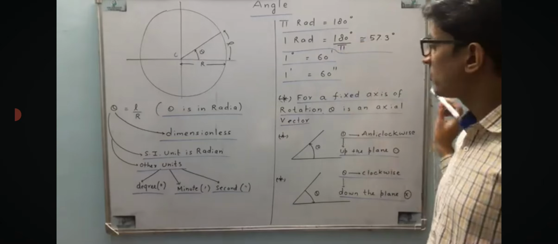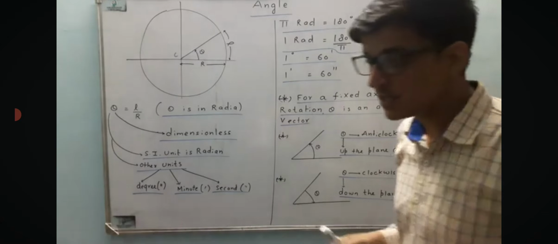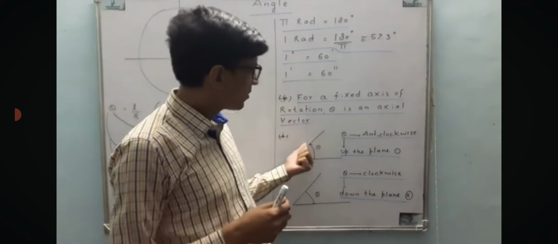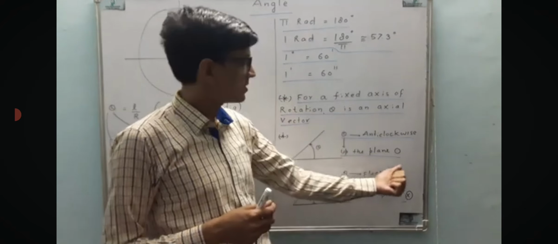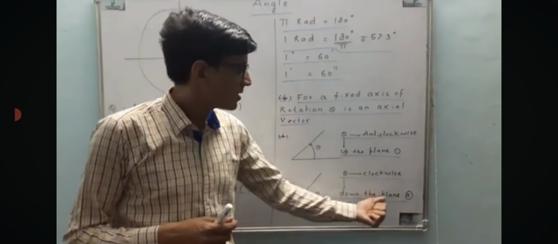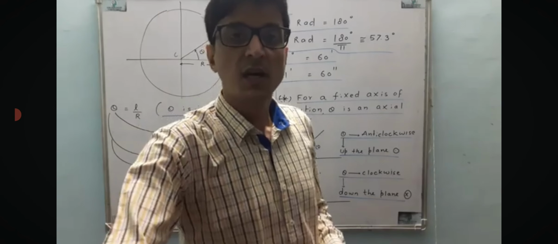And for a fixed axis of rotation, angle is an axial vector. That means it is along the axis of rotation. If rotation is anti-clockwise, angle is up the plane, which is represented by a dot. And if rotation is clockwise, theta is down the plane, which is represented by a cross. So these were some of the aspects related to the angle.